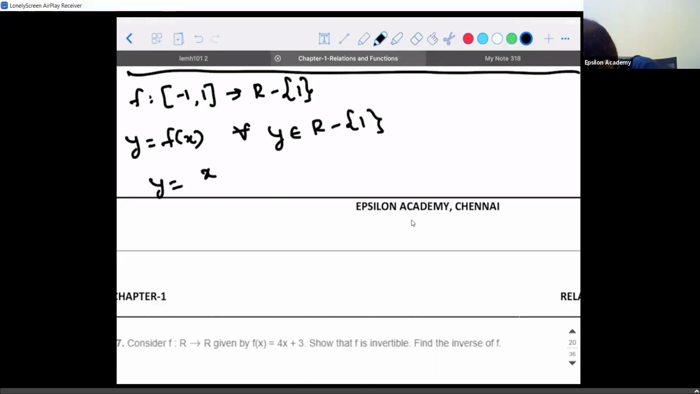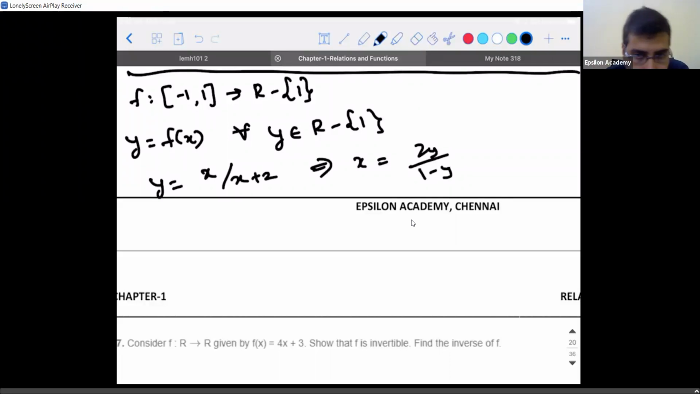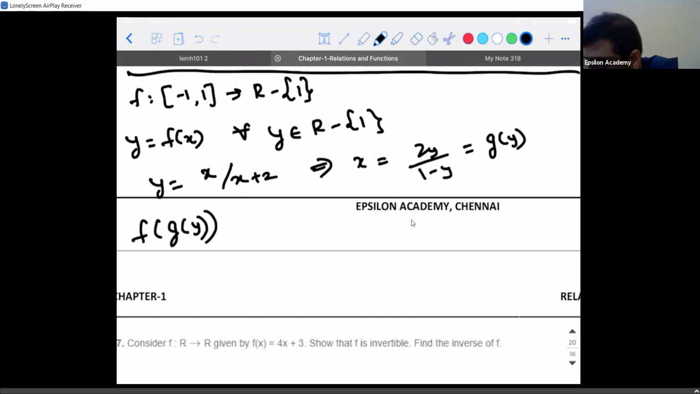So y is equal to f of x, which is x divided by x plus 2. On solving this, you will get x in terms of y. What did you get? x is equal to 2y divided by 1 minus y. I will call this g of y. Now what is f of g of y? It is g of y divided by g of y plus 2.